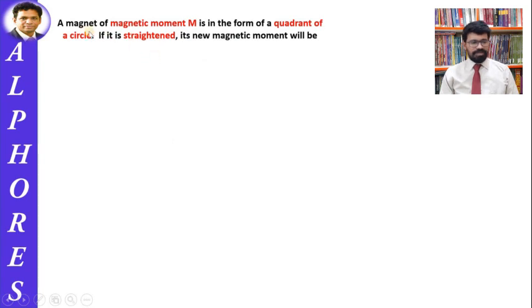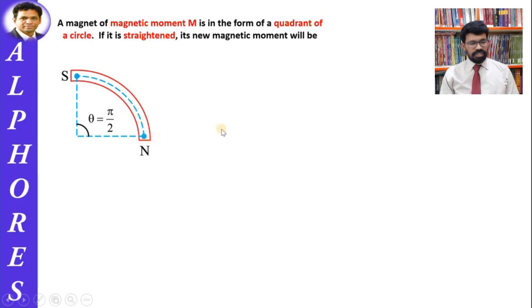Let us have a look at this one. A magnet of magnetic moment m is in the form of a quadrant of a circle. Quadrant of a circle in the sense like 1/4. If it is straightened, its new magnetic moment will be. So earlier it was like this. Now it is straightened like this. So earlier the distance of separation between these two poles is less when compared to this distance of separation between poles, isn't it? So what happens to the magnetic dipole moment? It increases. Magnetic dipole moment of this magnet will be more than this magnet, isn't it?